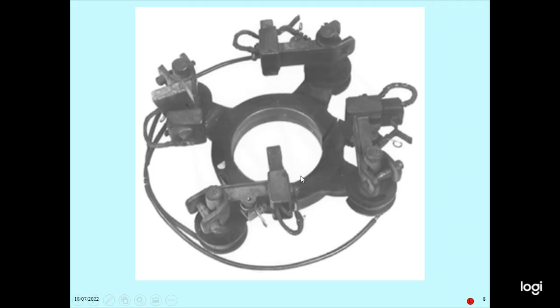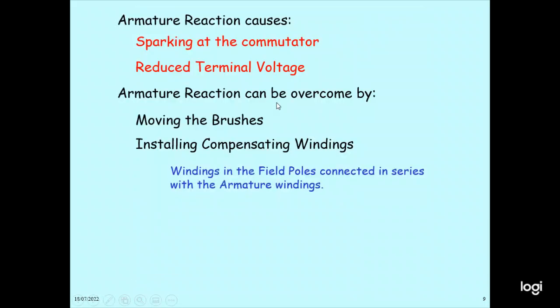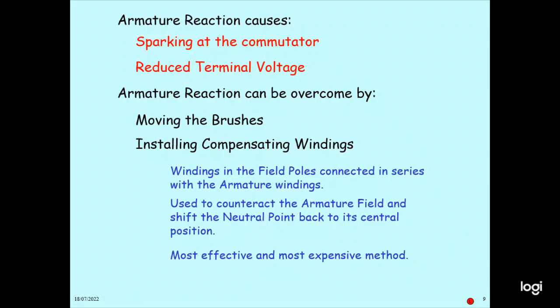Armature reaction can be overcome by moving the brushes or installing compensating windings. Windings in the field poles are connected in series with the armature winding, used to counteract the armature field and shift the neutral point back to its central position. It is the most effective and most expensive method. These are the armature coils, this is the magnetic neutral plane, and this is the geometric neutral plane. So this is the compensating winding we put like this.